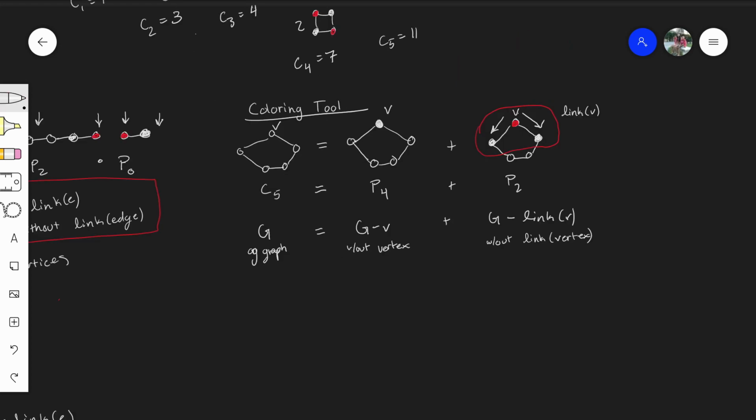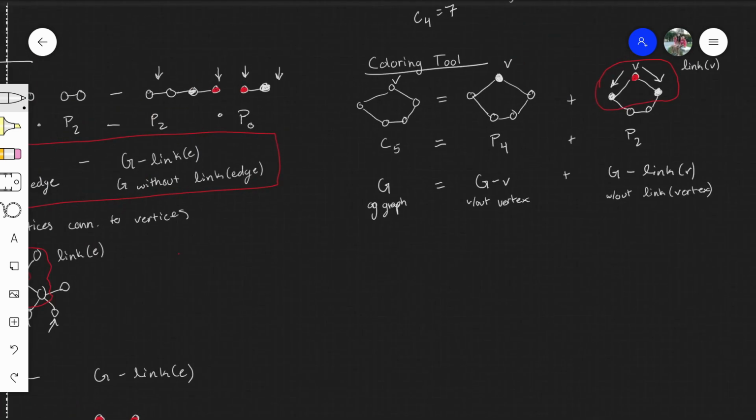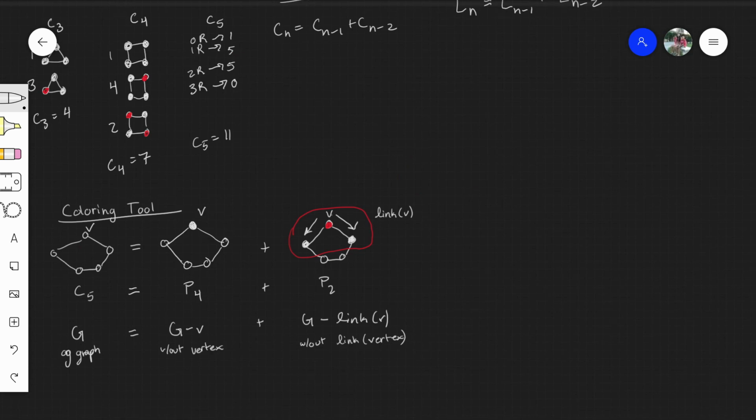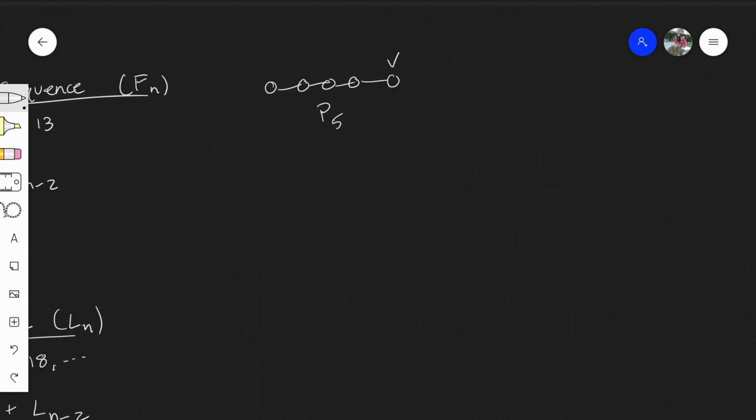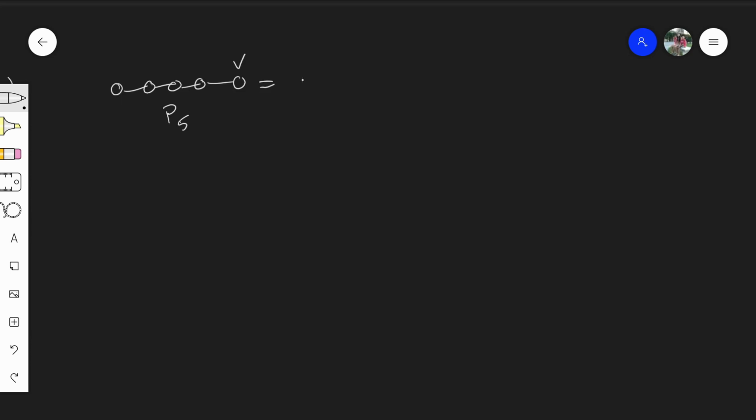So recall that our goal is to prove that the path graph leads to a Fibonacci sequence and the cycle graph leads to the Lucas sequence. So first, let's use the coloring tool to find at least one of these. Let's start with the path graph. Let's say we have P5 and I'm labeling the end vertex V. Now I'm going to be using the coloring tool for this one. So first I'm going to color the vertex white. The vertex at the end can be ignored and we have 4 vertices to work with.